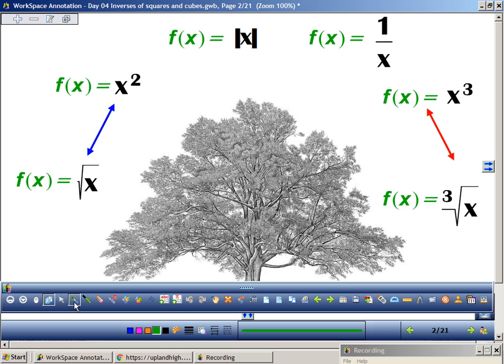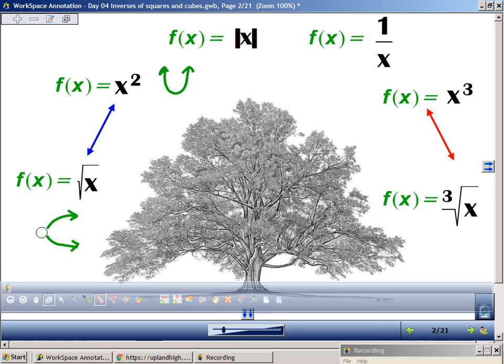And now we're going to really concentrate on going back and forth from x squared to the square root of x, and x cubed and the cubed root of x, because they're inverses of each other. This one, right here, looks like this. And this one is just this shape turned on its side. So when this one's turned on its side, it has two different parts to it.